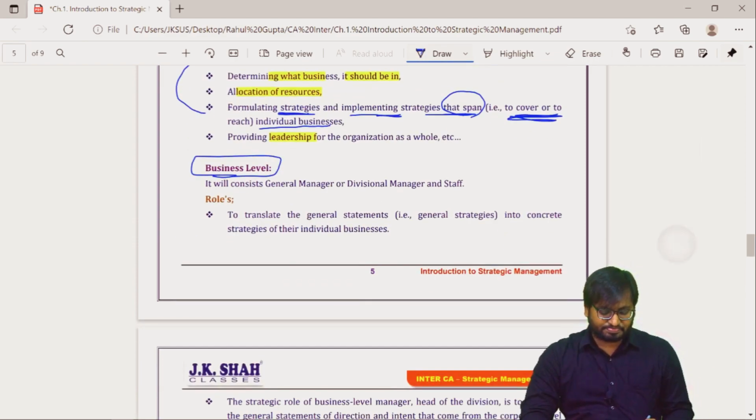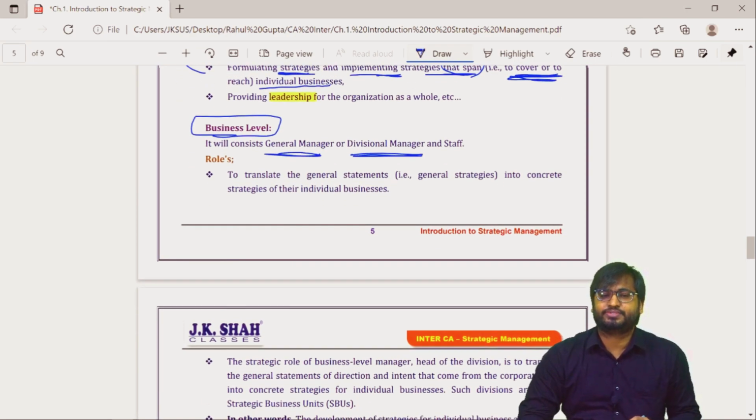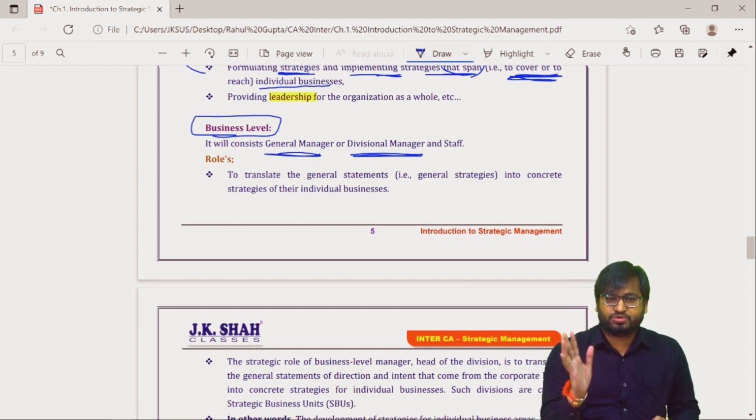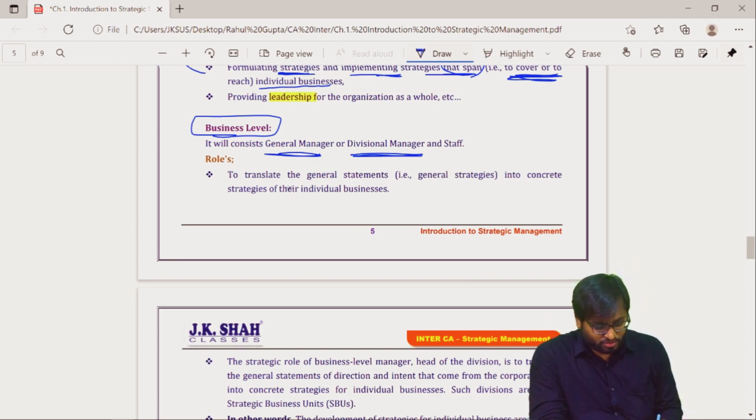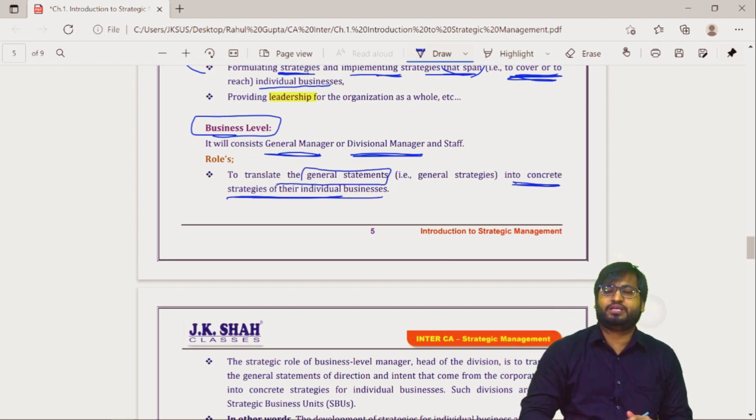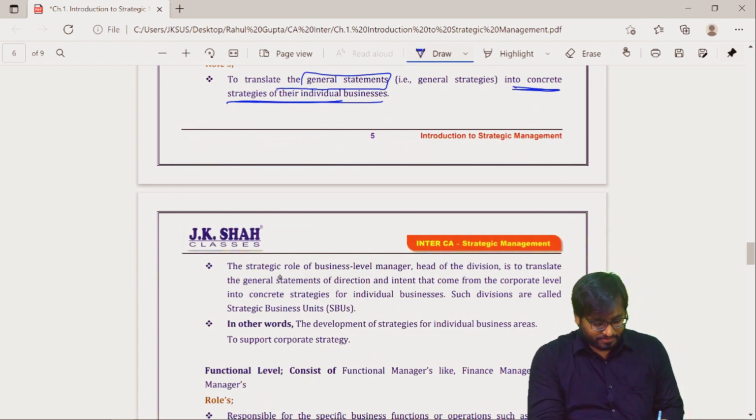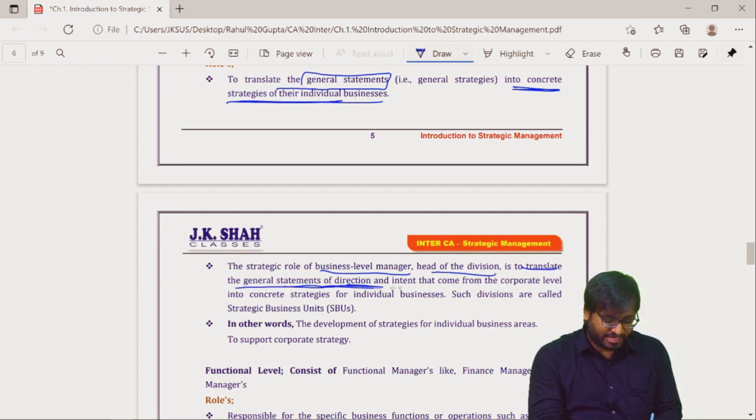Business level, it will consist of general managers, divisional managers. What do they do? What is their role? To translate the general statement into concrete strategy for their individual business. The strategic role of a business level manager or head of division is to translate the general statement of direction and intent that comes from the corporate level into concrete strategy for individual businesses.